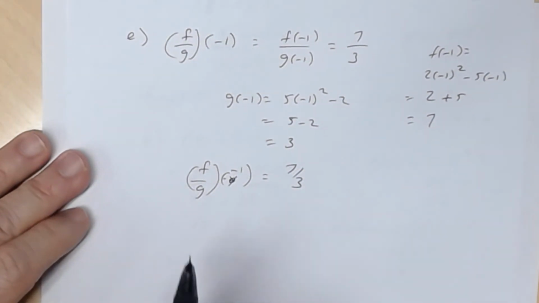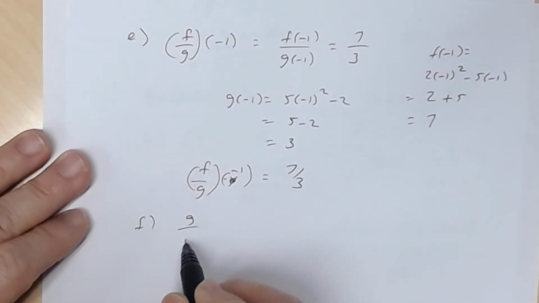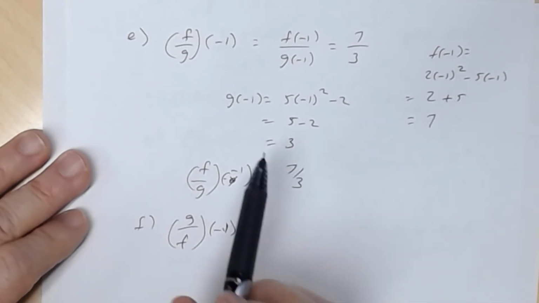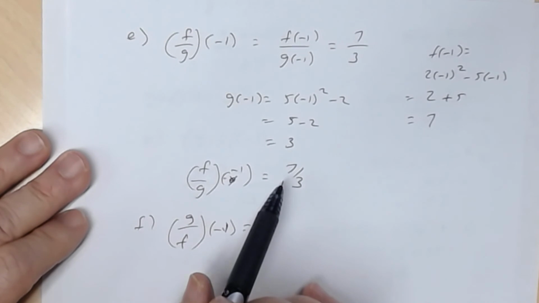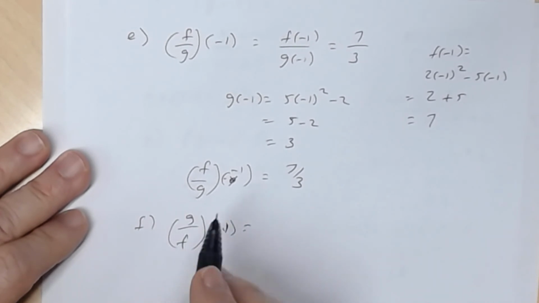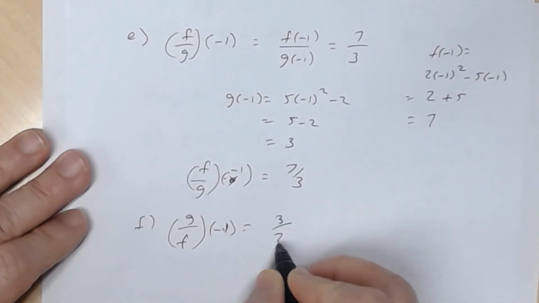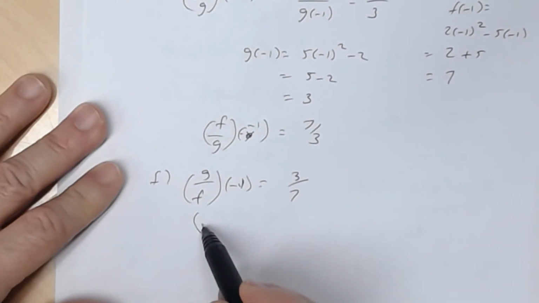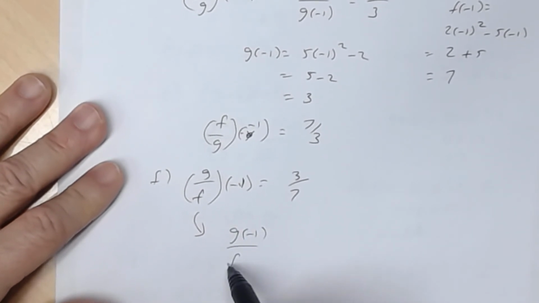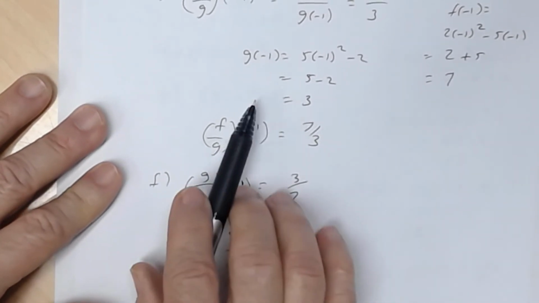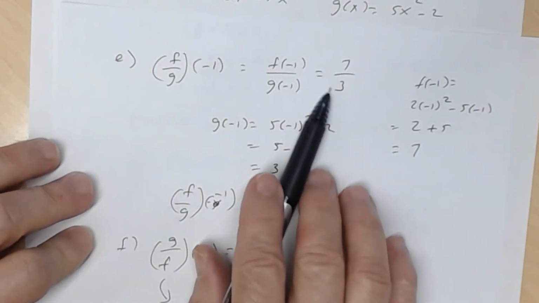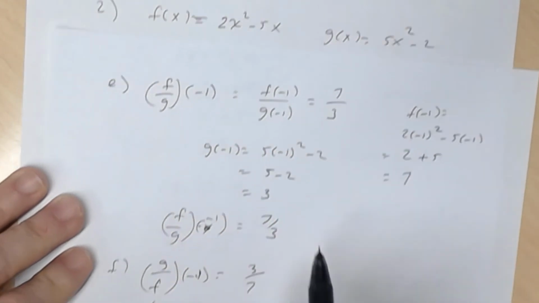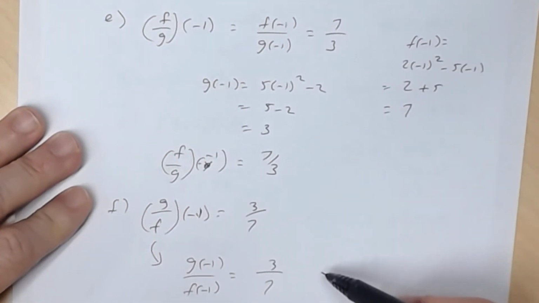Real quick, what if I asked you to find g divided by f at negative 1? All right, well, if f divided by g at negative 1 was 7/3, then what's g divided by f at negative 1? Yeah, 3/7. And it kind of makes sense. It would be the reciprocal because if you actually did this, wouldn't that be g of negative 1 divided by f of negative 1? And we found g of negative 1. G of negative 1 is the denominator, right? 3. F of negative 1 was this numerator, which is 7. So you notice those are reciprocals.